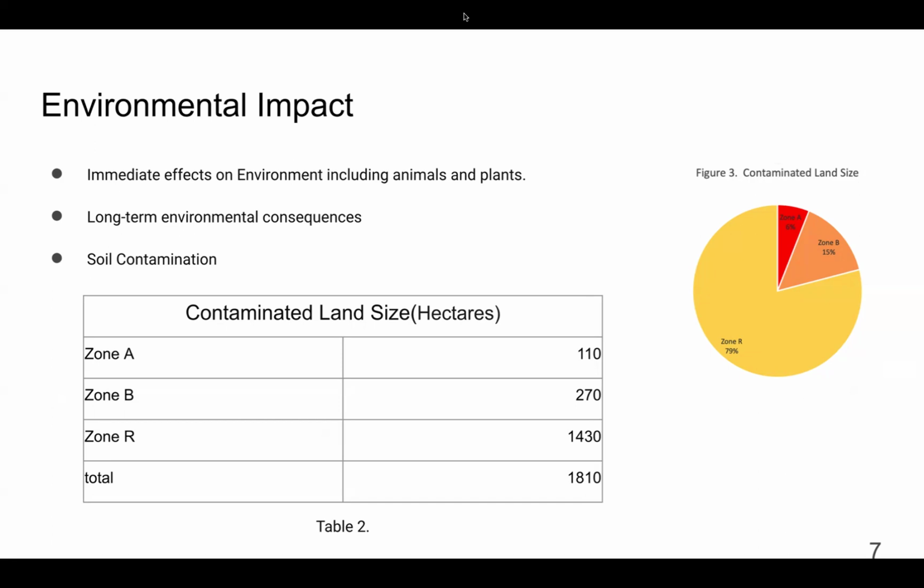Zone A, the most affected, constitutes 6% of the contaminated land, where the soil bore the highest level of toxin.